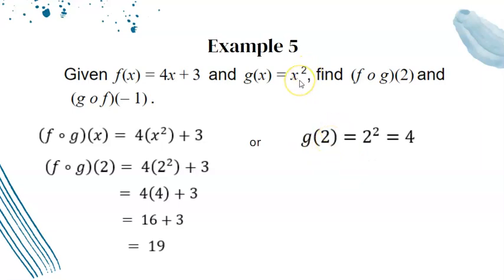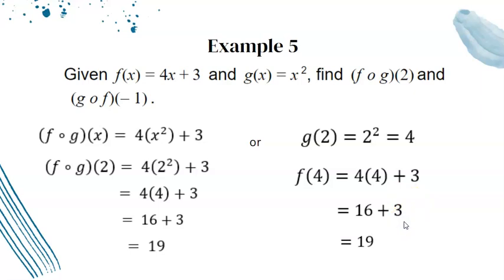Well, when I plug 2 in, I get 2 squared, which is 4. And then my next step is to take that answer and plug it into f. So I'm figuring out what f of 4 is. So I'm plugging 4 times 4 plus 3. And obviously 4 times 4 is 16, and 16 plus 3 is 19.